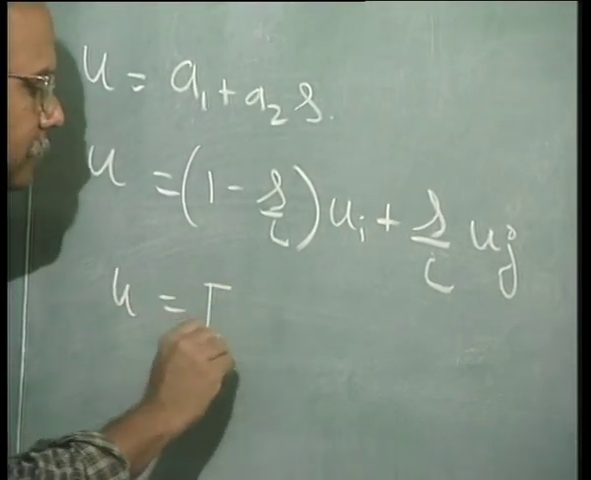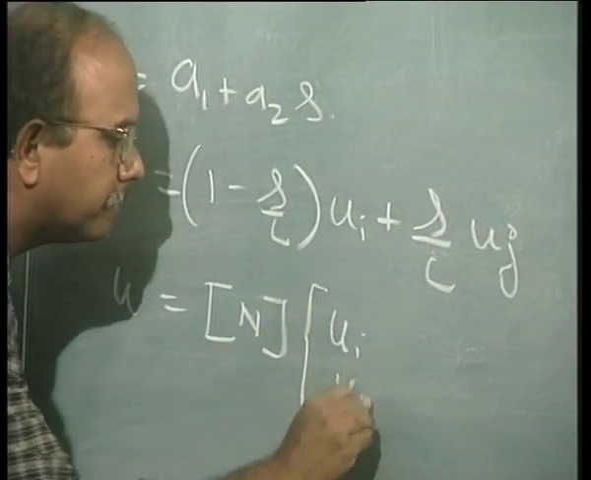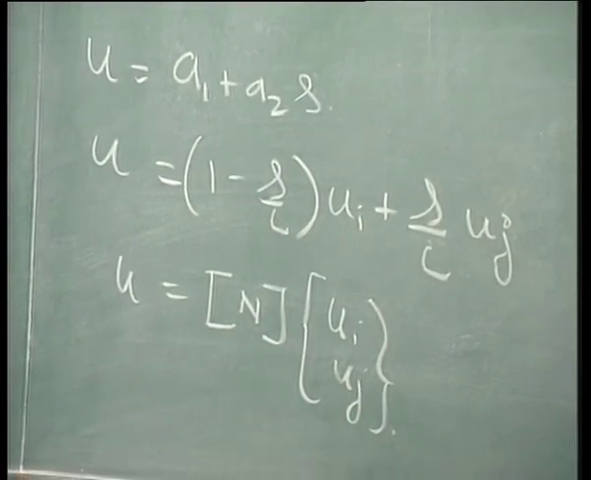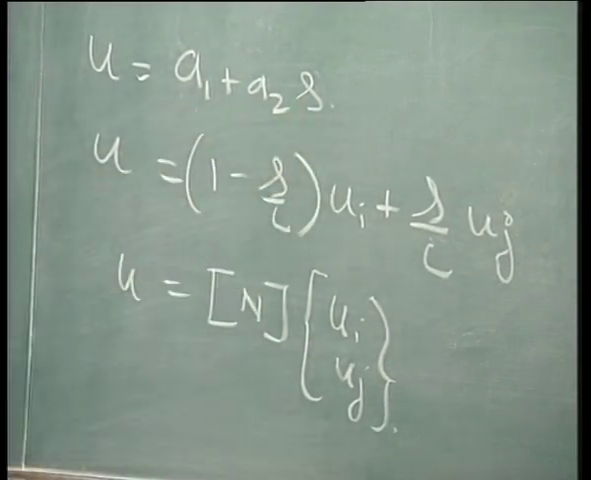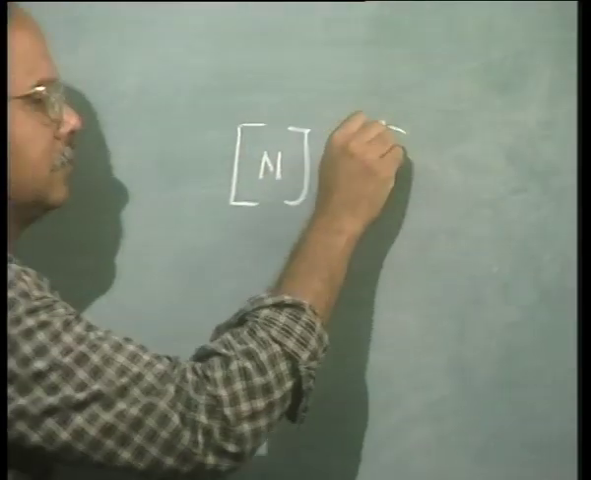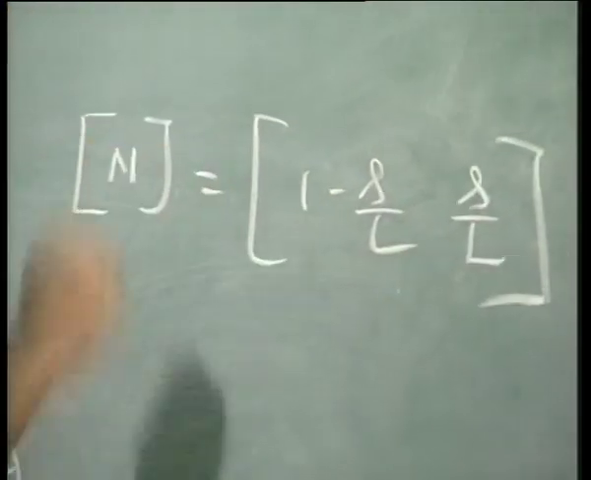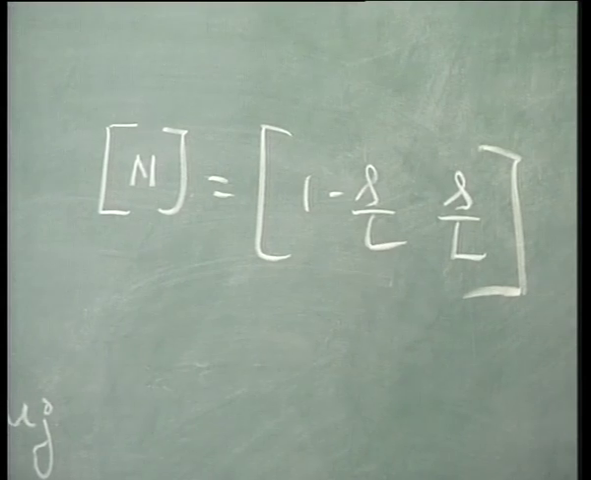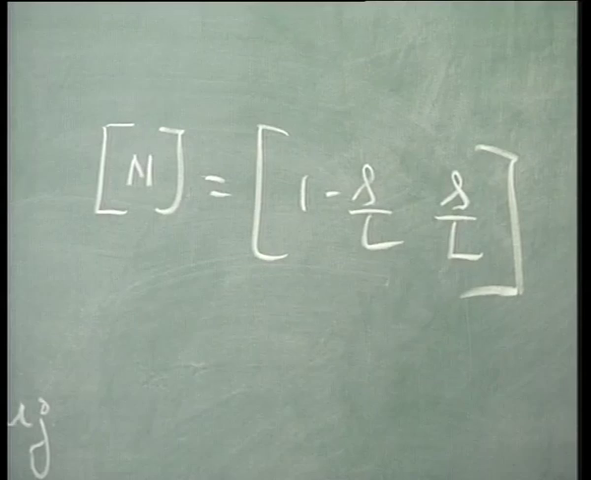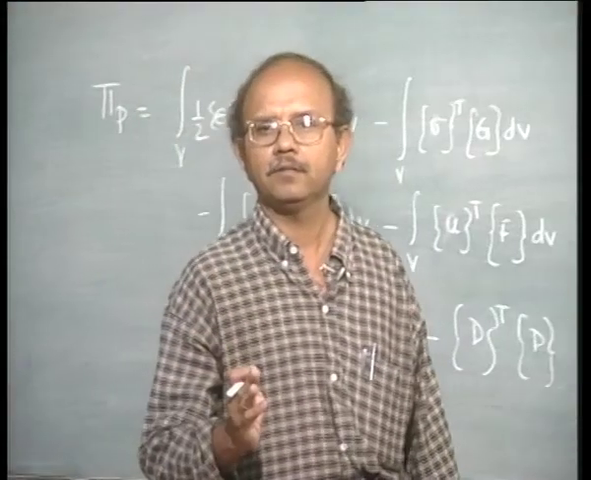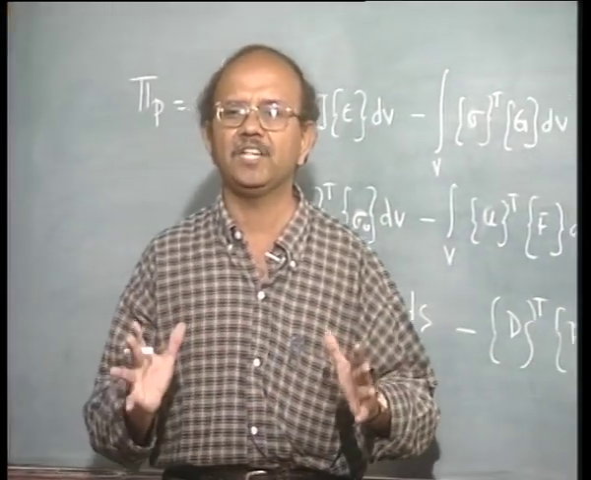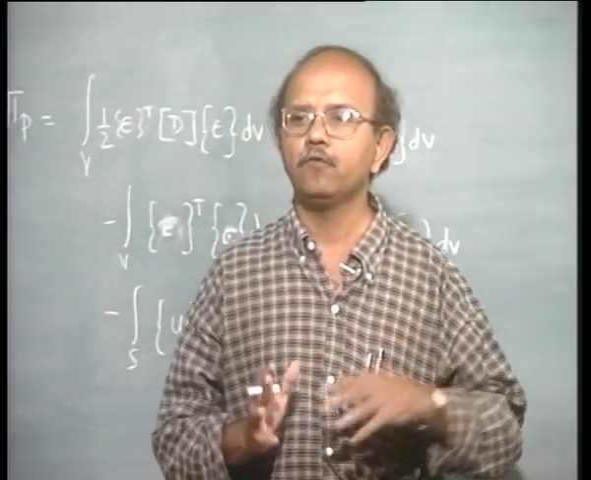Let me write that as N times Ui, Uj. What is N? N is nothing but 1 minus S by L, S by L. So this N is what is called the shape function. Note this carefully, that N is called the shape function. People also call this the interpolation function, basis function and so on. Essentially they are called by one of these names, but they are the most important input for finite element analysis.